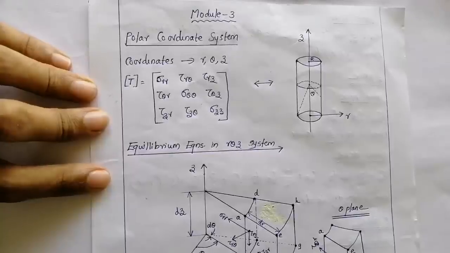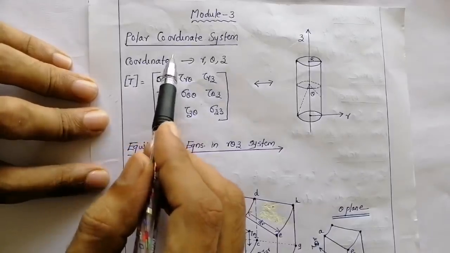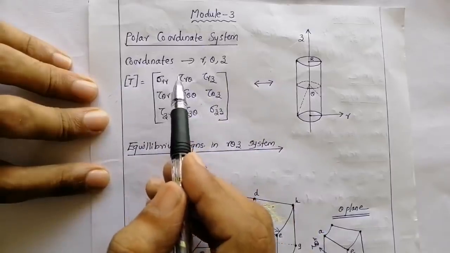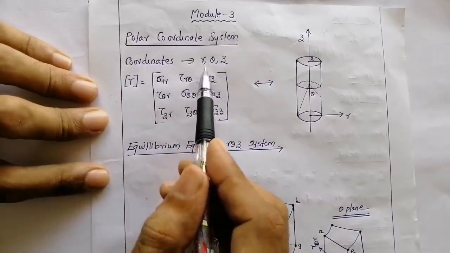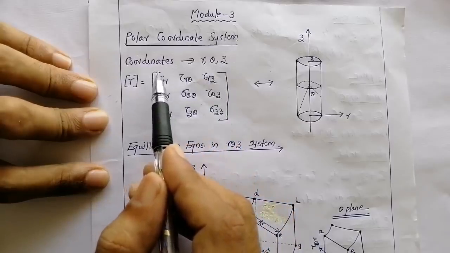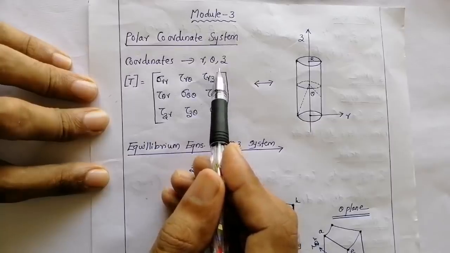So far we were discussing the rectangular coordinate system, that is the XYZ coordinate system. Now we shall learn the cylindrical coordinate system or polar coordinate system. As in the rectangular coordinate system the coordinates were x, y and z, here in the cylindrical or polar coordinate system, we have r, theta and z instead of x, y, z.